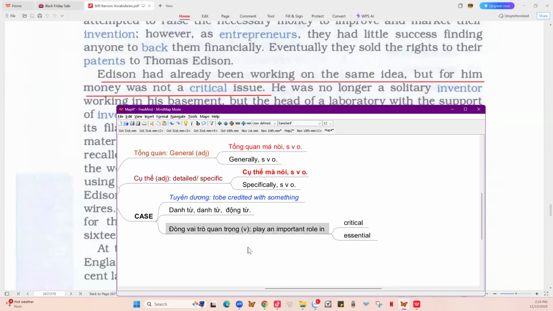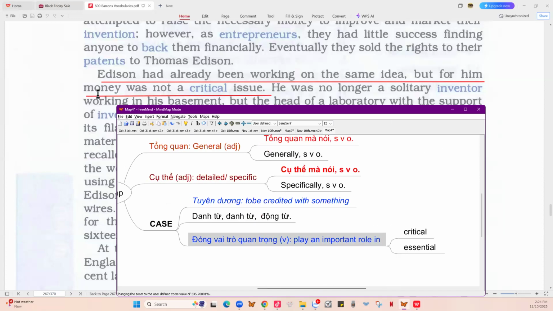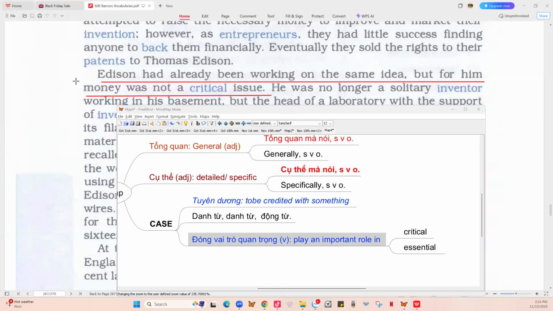Please use this structure to show me another sentence with the same meaning. But for Edison, money was not a critical issue. This is the part of the sentence that we need to use. You have to use the structure play an important role to make another sentence, but you have to keep the meaning. So let's go.